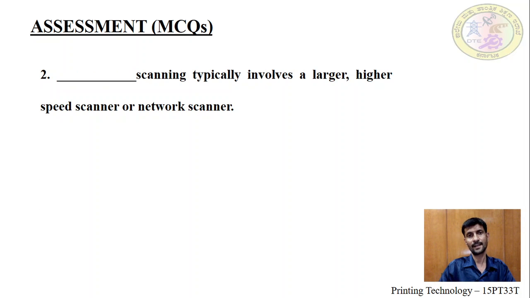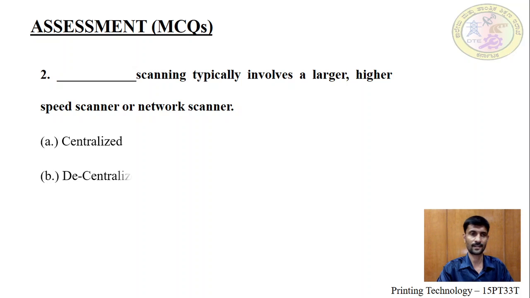Next question. Scanning typically involves large, higher speed scanners or network scanners. It should not be decentralized; it should be centralized. Let us see the options: centralized, decentralized, and the fourth one, none of the above.